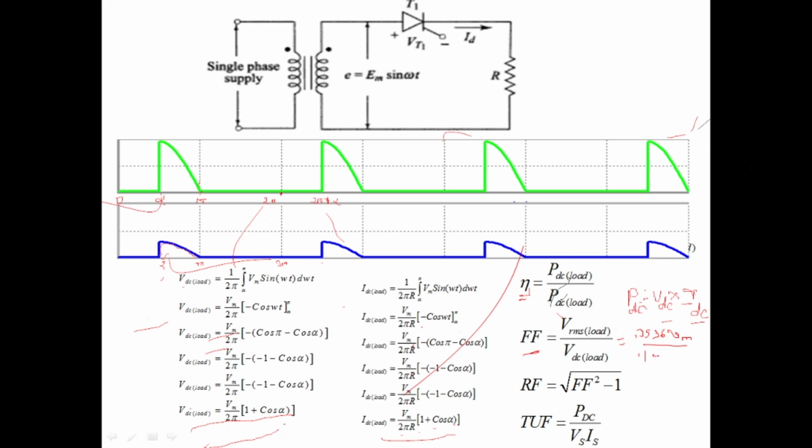VDC of load is 0.1592 Vm. So you've got the constants 0.3536 and 0.1592. If you calculate, I think you will get 2.221 as the answer. This is the form factor. So the form factor, you can write in percentage, is 2.1%, which means just multiplying this by 100.